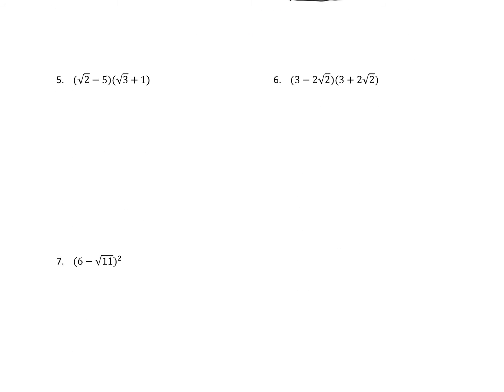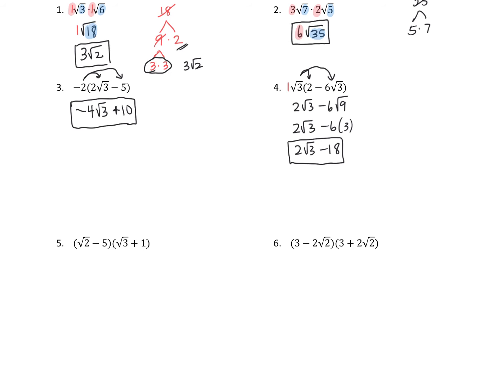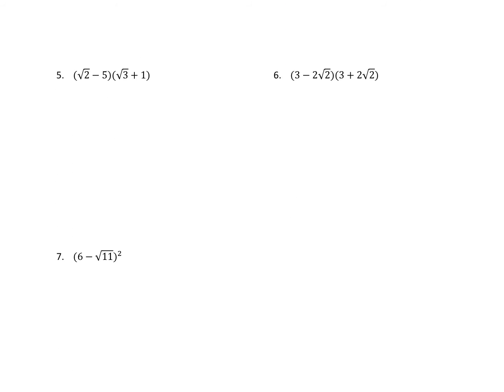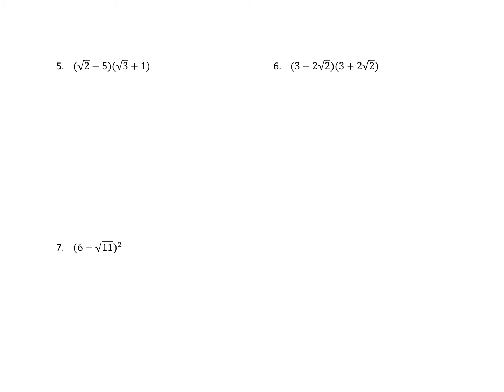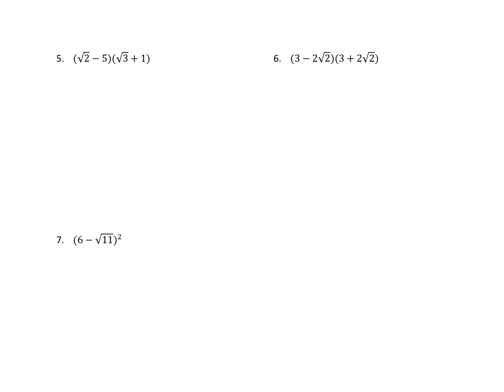Number 5. So 3 and 4, we're both just distributing one thing to the parentheses. 5, 6, and even 7 are going to be more of the FOIL technique or multiple uses of the distributive property. So let's start with the number 5.